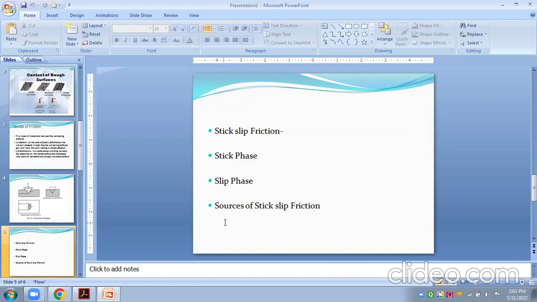So these stick slip oscillations or vibrations are always seen in examples like violin strings, musical instruments, jerking of brakes, etc. So another factor affecting all the friction and wear is always the temperature.